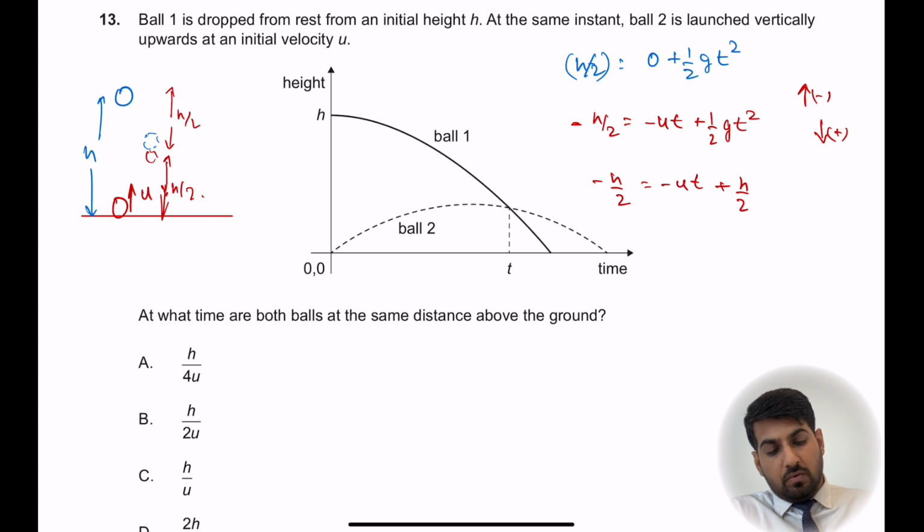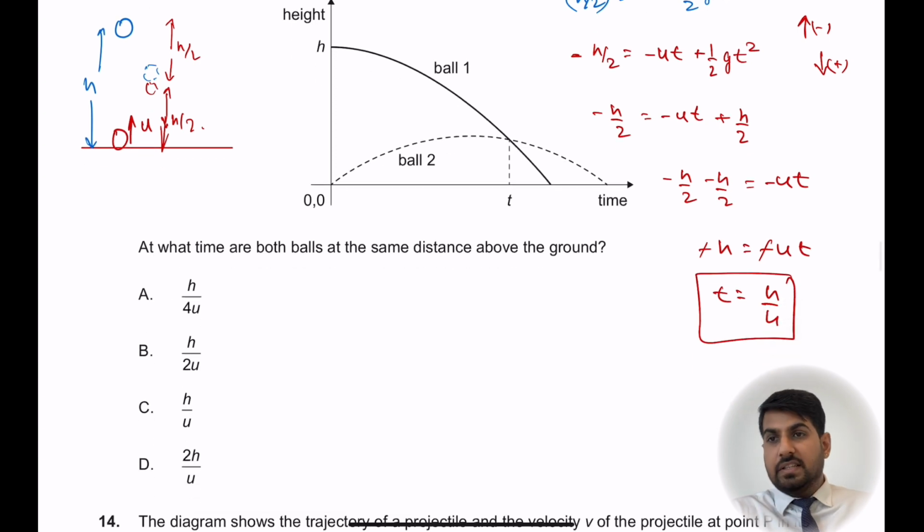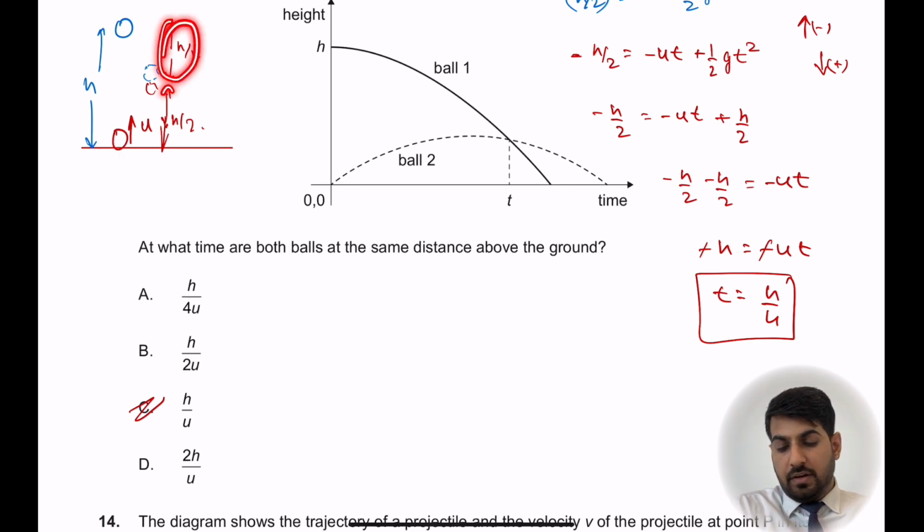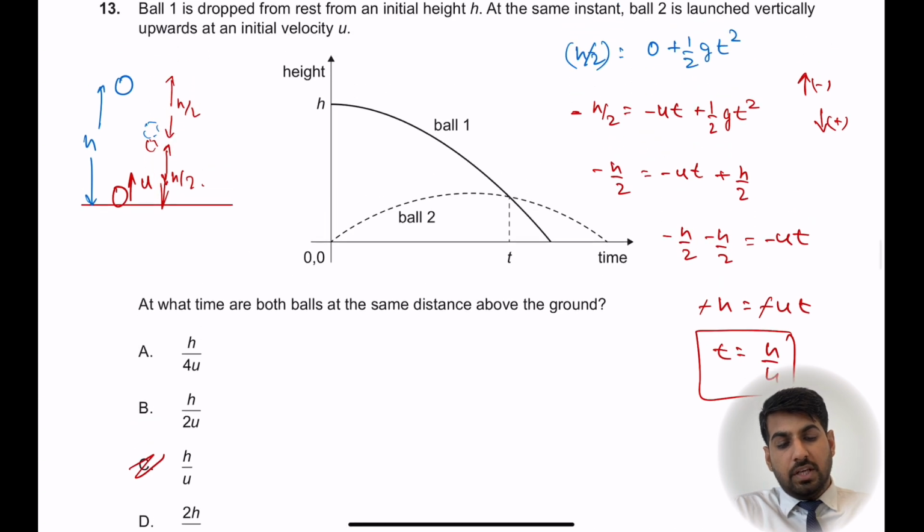Now this h by 2 goes to that side, it becomes minus h by 2 minus h by 2 equals to minus ut. So this will become minus h equals to minus ut. Minus and minus get cancelled. So t becomes h by u. So option C is the right answer. So just follow what is given, draw the diagram, read the question carefully, and try to figure out how we can play with the equations of motion. Okay.